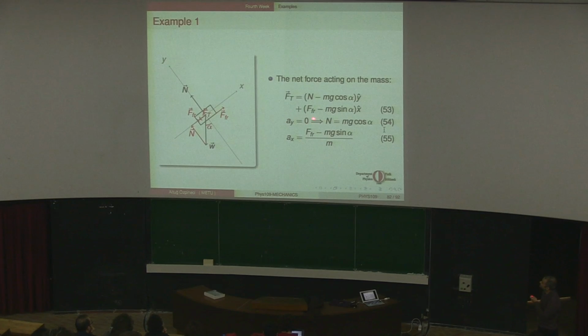Well, the force along the y direction is given by this expression. Since it is 0, we know what the normal force is. The normal force has to be given by mg cosine alpha. Well, the acceleration along the x direction, that is something we would like to calculate, is then given by the x component of the force divided by the mass of the object. So this is the acceleration along the x direction.